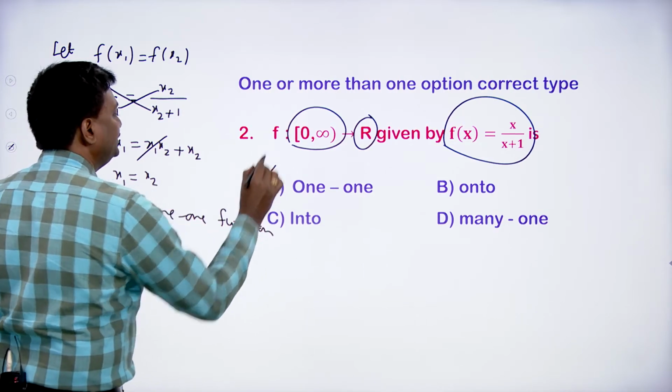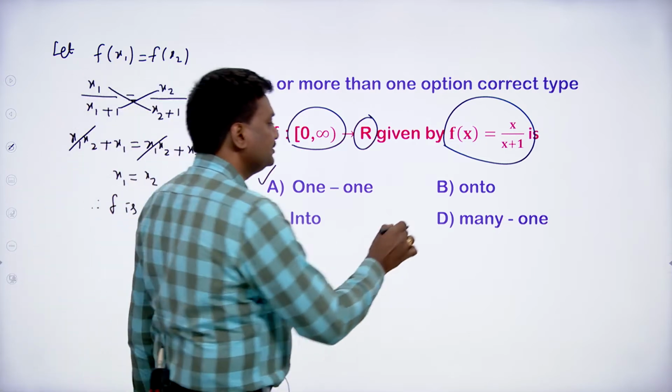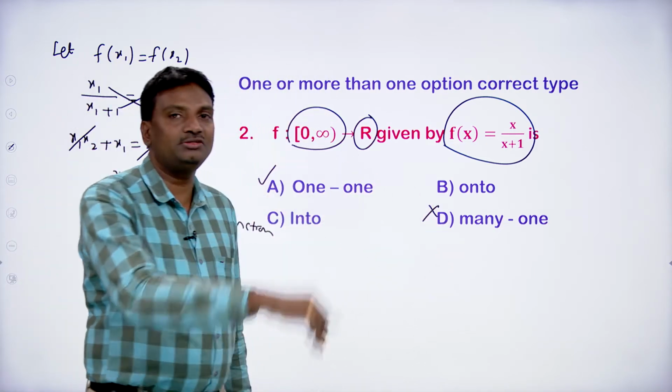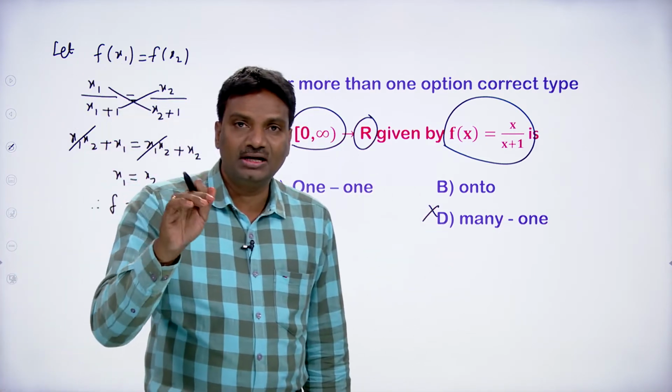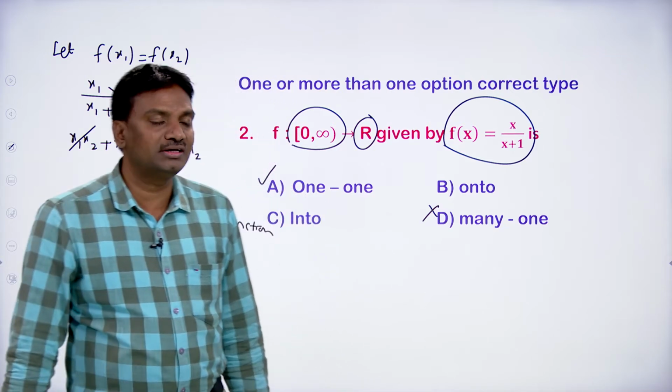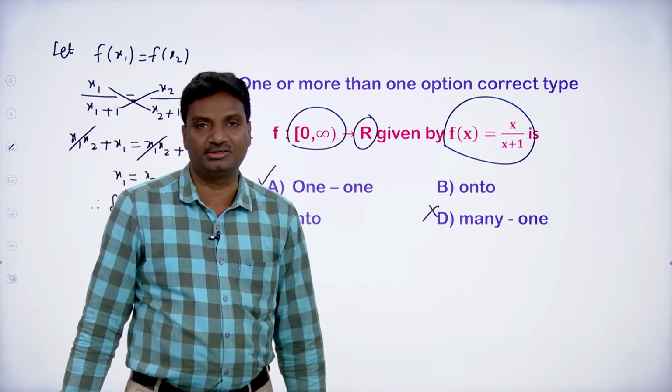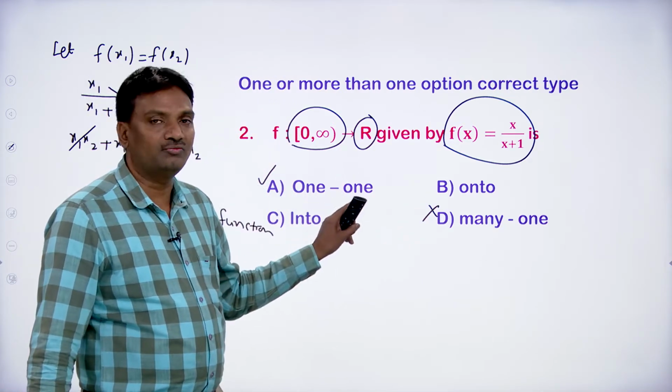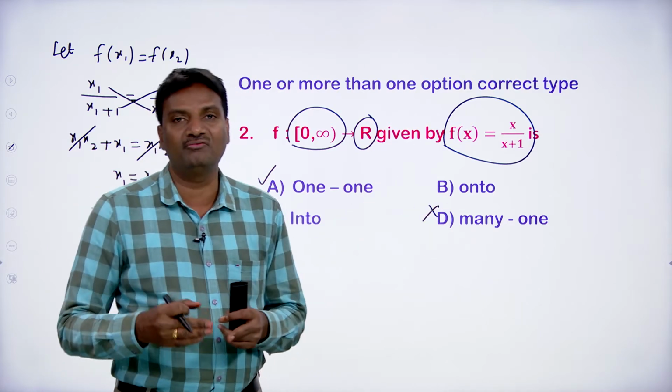So that's why option A is correct. Since option A is correct, D is not correct, because D is many one function. A function which is not 1 function is known as many one function.